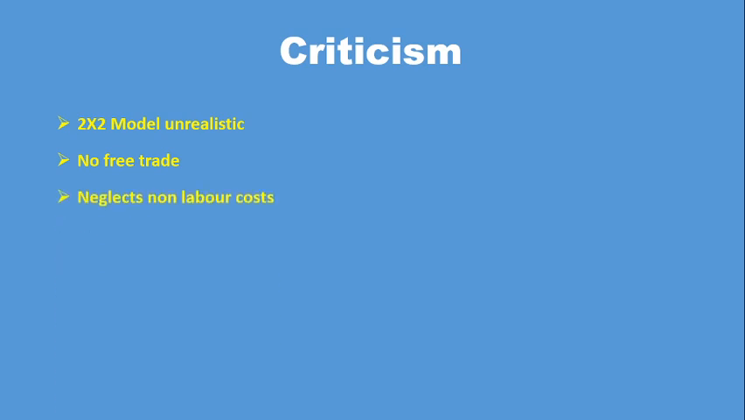Next is neglects non-labor costs. This theory is based on labor being the only one factor of production. The production cost includes not only labor cost but also non-labor cost. Next is homogeneous labor. The labor cost theory is based on the assumption of homogeneous labor. This cannot be true because labors are heterogeneous. It is different in kind, grade, specialization, etc.